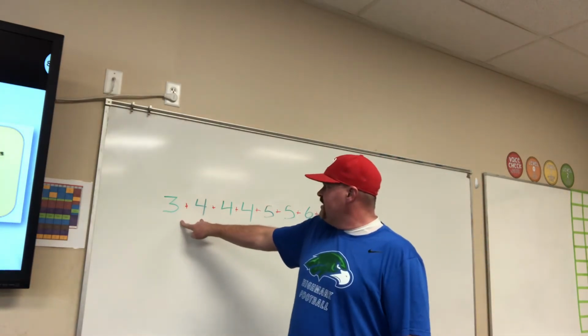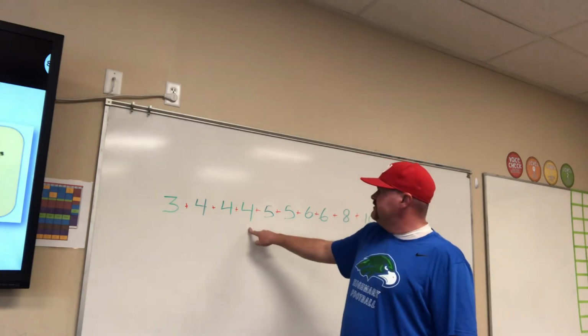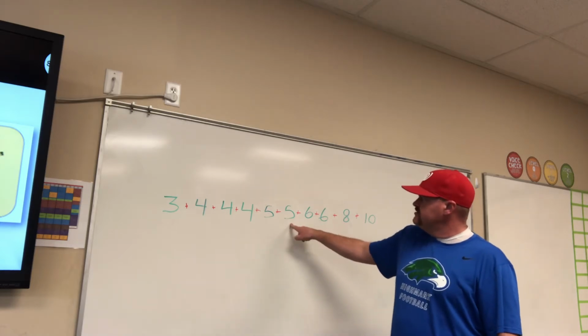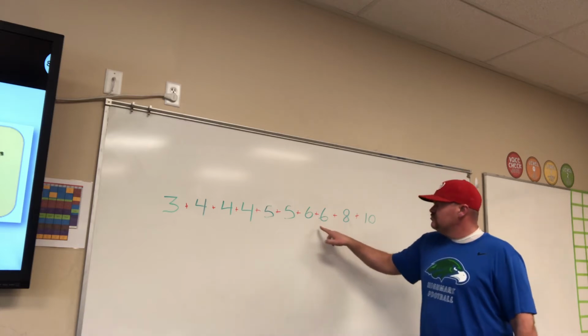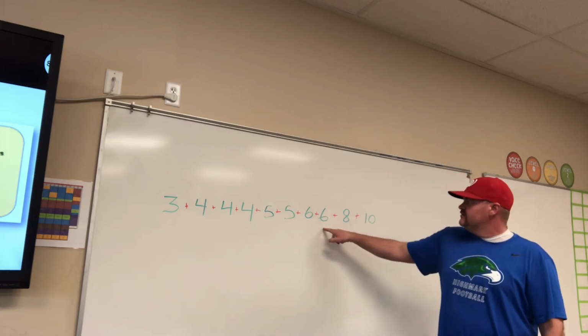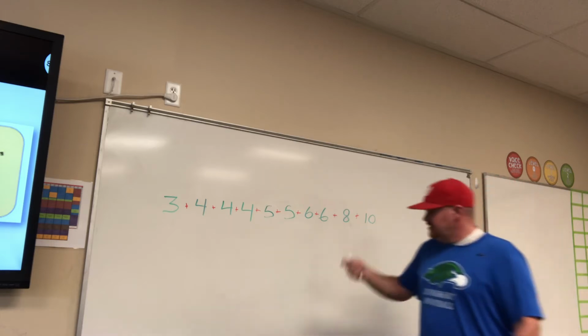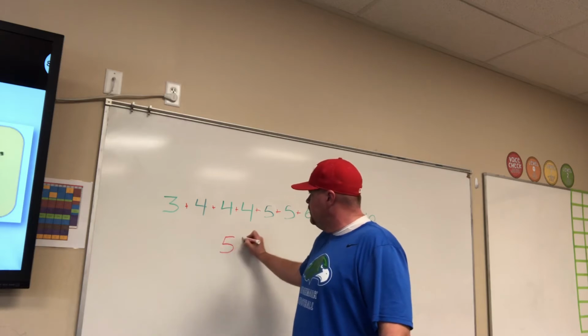3 plus 4 is 7. 7 plus 4 is 11. 11 plus 4 is 15. 15 plus 5 is 20. 20 plus 5 is 25. 25 plus 6 is 31. 31 plus 6 is 37. 37 plus 8 is 45. And 45 plus 10 is 55. So the total value of all those numbers added together is 55.